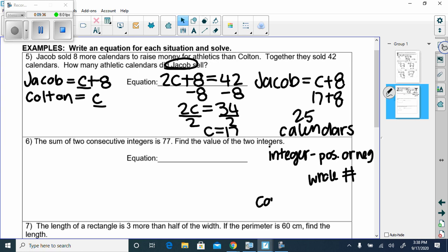So maybe make a little note of that too in case it asks you in another one. Consecutive just means one after another. If I asked you to count consecutively to 10, you would count 1, 2, 3, 4, 5, just in order. So we are looking for the sum. What does sum mean? Addition of two numbers, consecutive numbers, one right after another, that add up to 77.